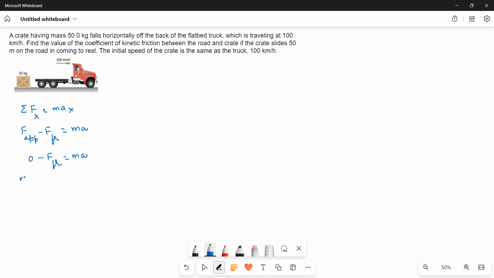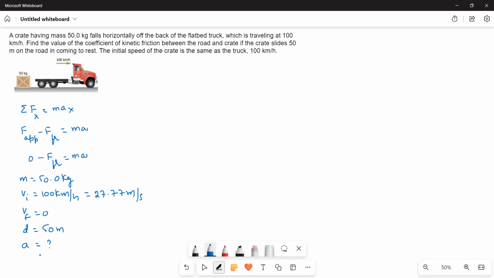Mass is given as m is equal to 50 kilograms. And then acceleration is not given to us, so we have to find out the acceleration also. Initial velocity is given to us as 100 kilometers per hour. If we convert that, it will become 27.77 meters per second. And then final velocity is equal to 0. It slides a distance of 50 meters. So distance is equal to 50 meters, and then acceleration is equal to question mark.